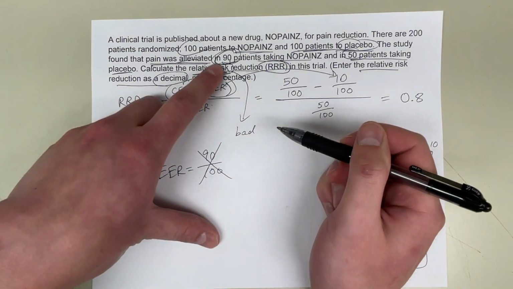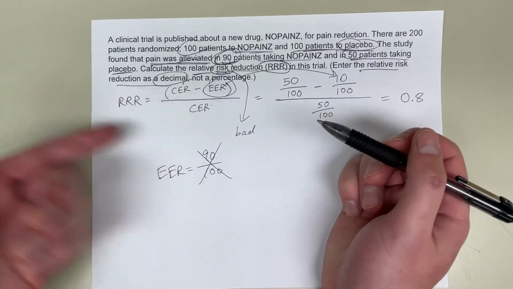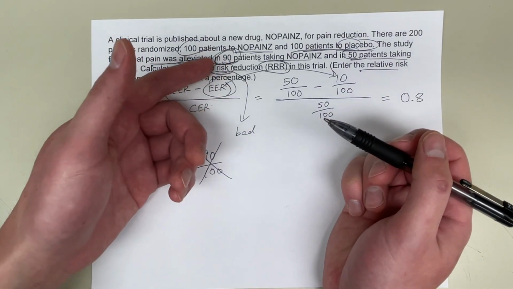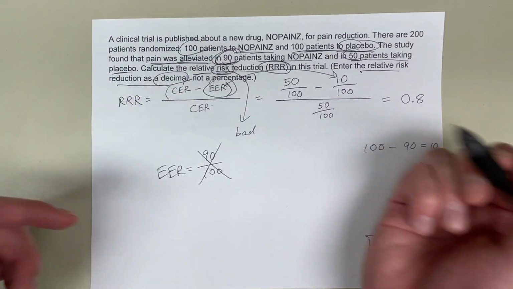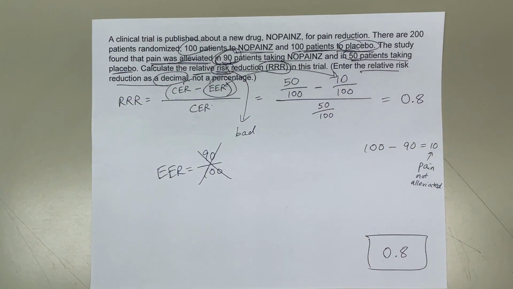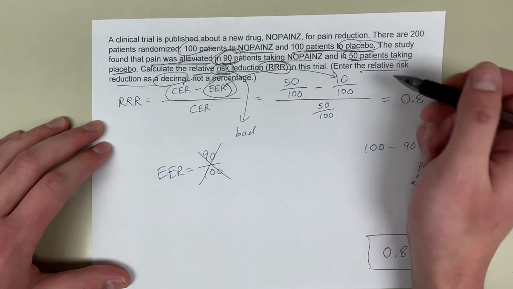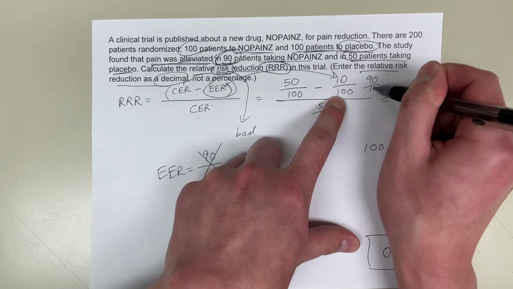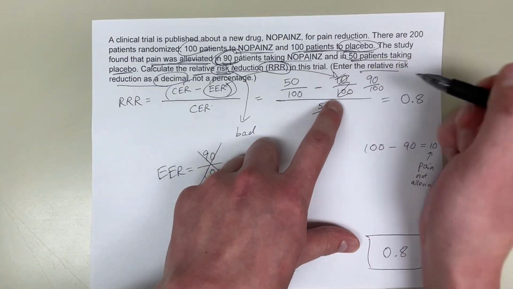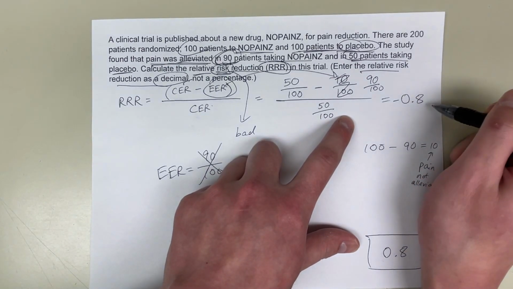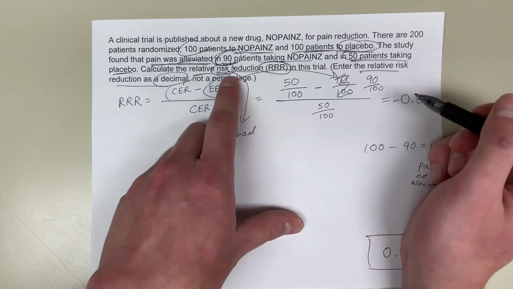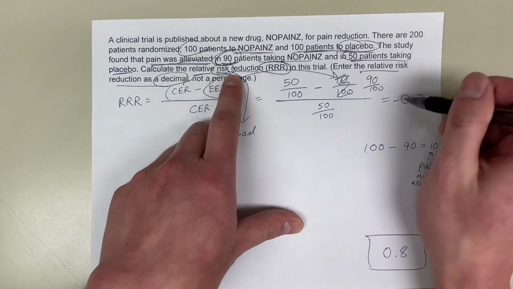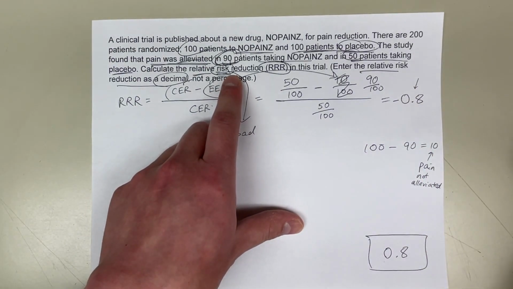Because good things happen to 90 patients, because you're not reducing that risk. In 90 patients, it's a good thing that's already happening. Because if you had actually used 90 over 100 instead of 10 over 100, you would have gotten negative 0.8. And relative risk reduction, you wouldn't calculate something that has a negative risk reduction, because that means it increases the risk. It increases the bad thing, the risk, right?